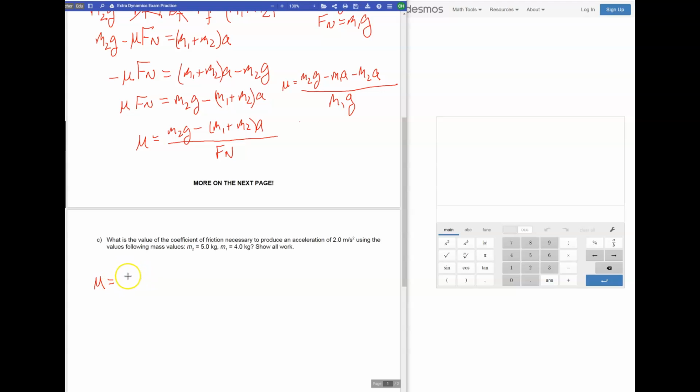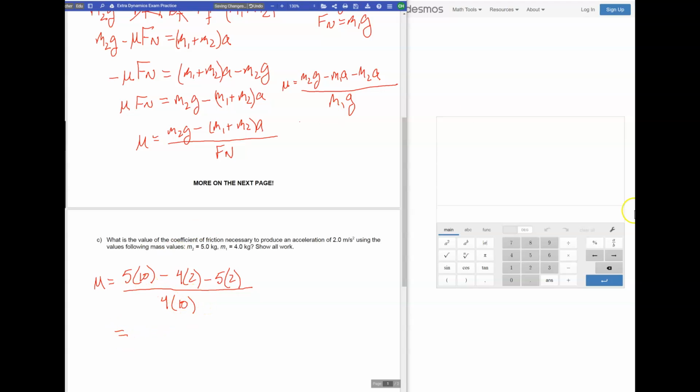That's equal to M2G. So M2 is 5, multiplied times 10, minus M1. Oops, I don't want that, so we can just get rid of this. So M1 is 4 times the acceleration, which is 2. And then minus M2, which is 5, times the acceleration, which is 2. I didn't really have to factor that out. I could have just left it, but I went ahead and did that anyway. And I need to divide all of that by M1G. So M1 is 4 times 10. So now I can do my math.